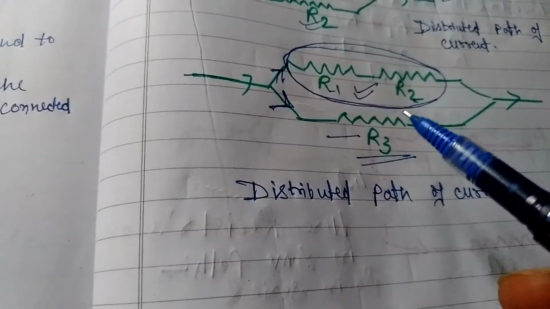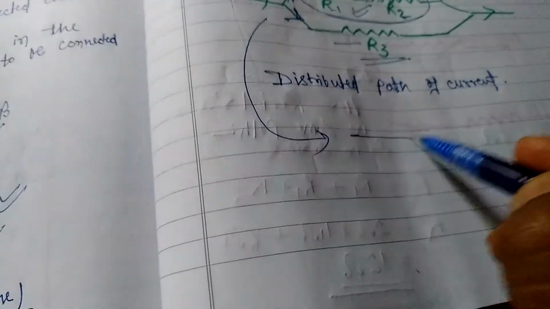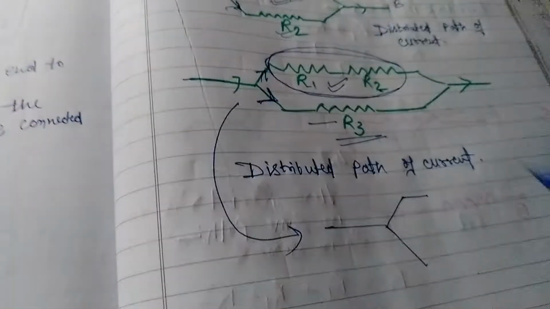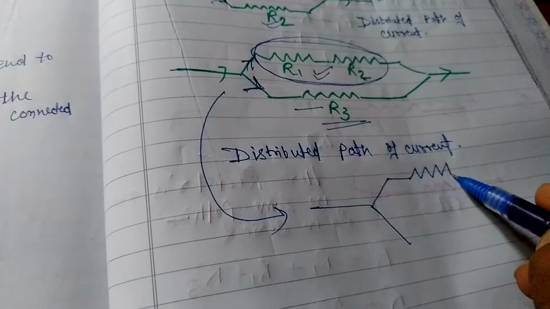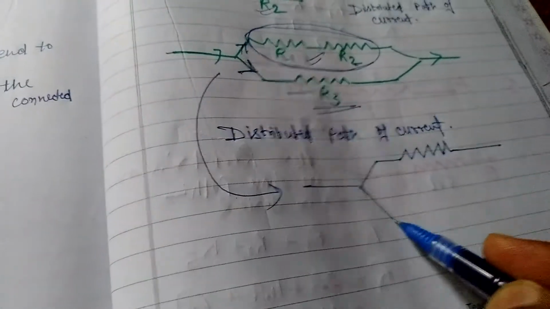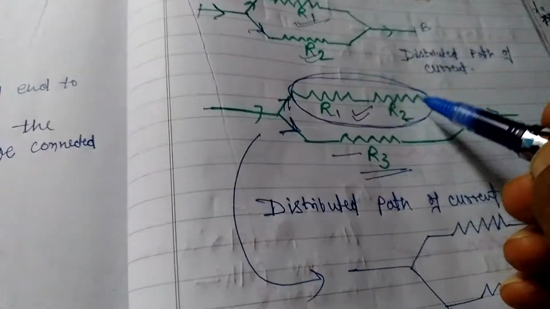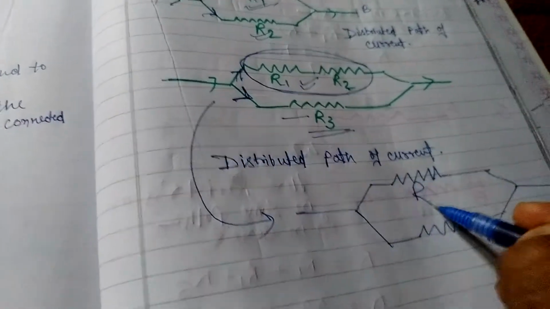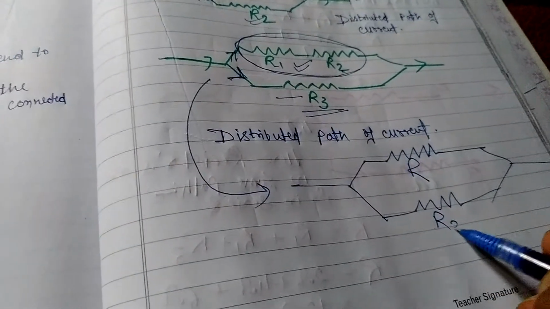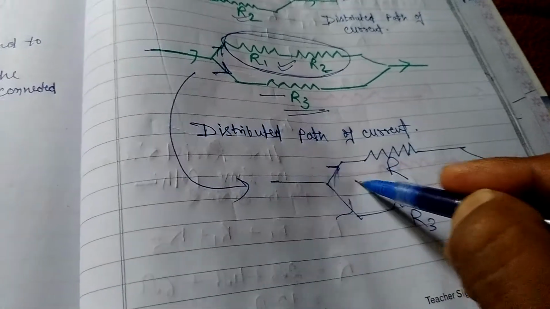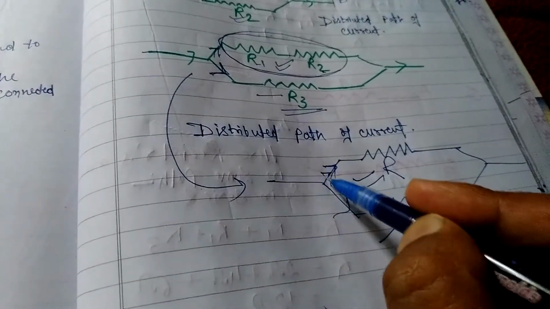So dear students, we can conclude. First, we can draw the next diagram of these resistors. R1 and R2 are in series. The combination of these resistors is this, and R3 is here. Suppose R1 and R2 are in series and their equivalent is R, and this is R3. Again, now we have the next diagram of this. So here we can conclude that R and R3 are in parallel because R and R3 are connected in a distributed path of current. Here current is distributing from this point.